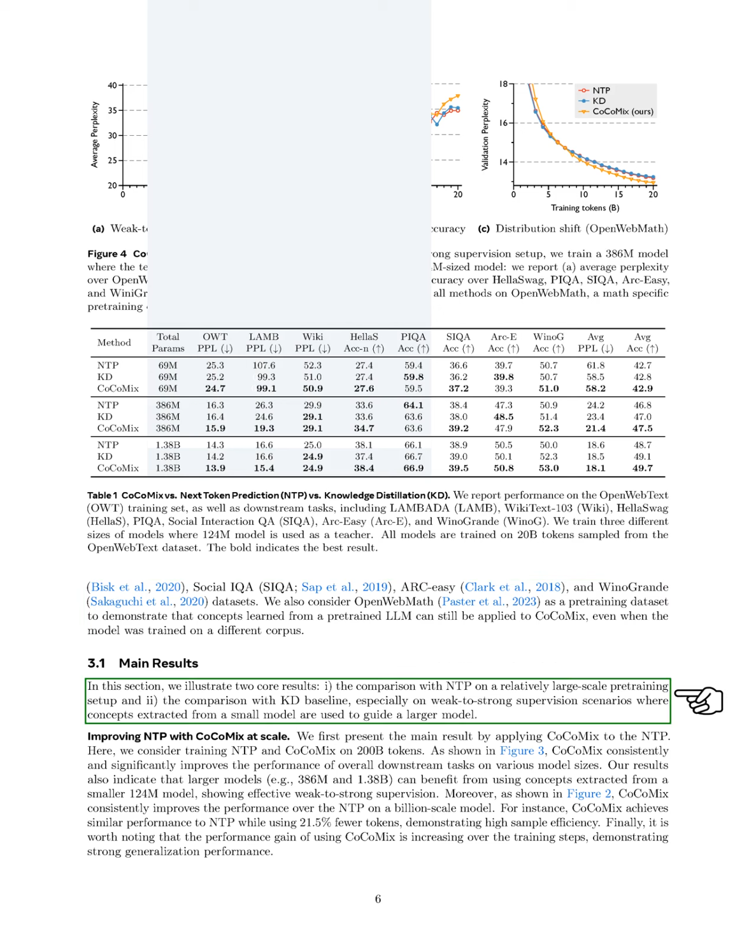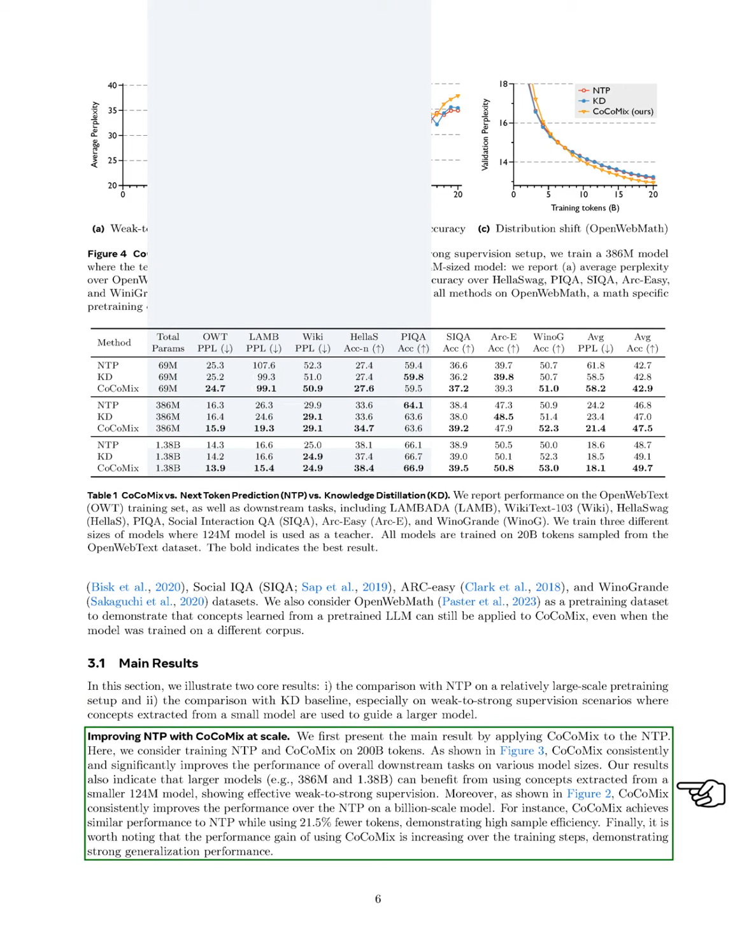Our main results highlight 2 key findings. First, we compare CoCoMix with next token prediction in a large-scale pre-training setup, and second, we compare it with knowledge distillation, particularly in weak to strong supervision scenarios. When applying CoCoMix to next token prediction, we find that it significantly enhances performance across various downstream tasks, especially when trained on 200 billion tokens.